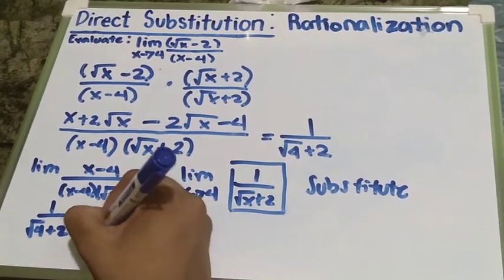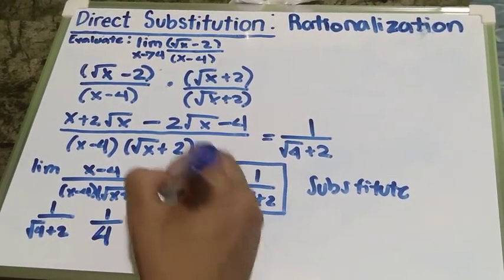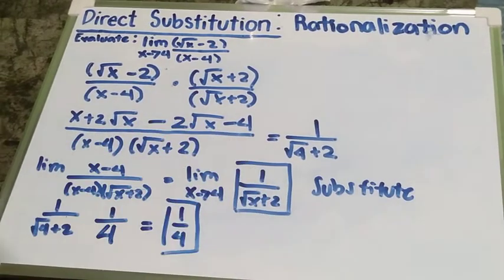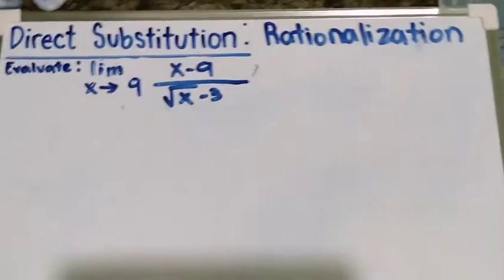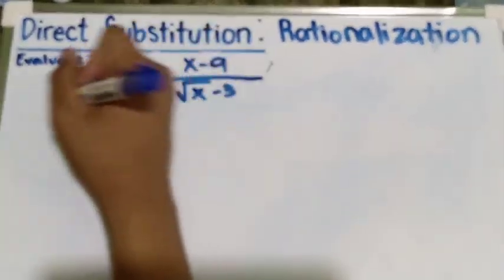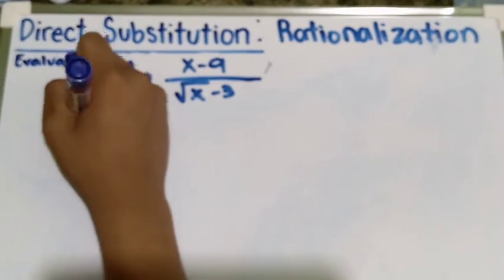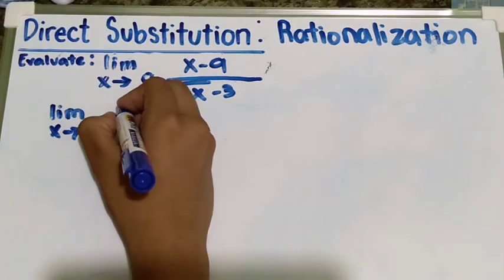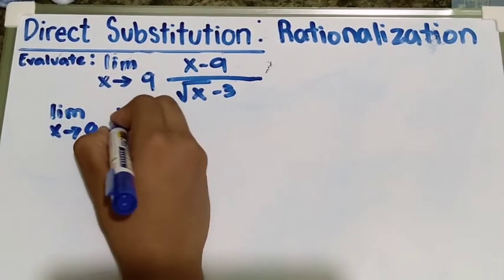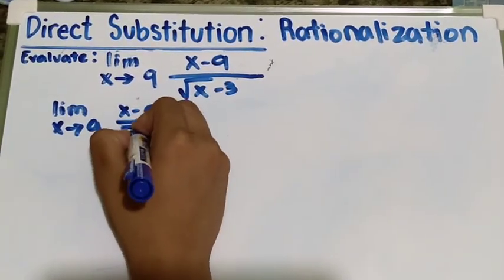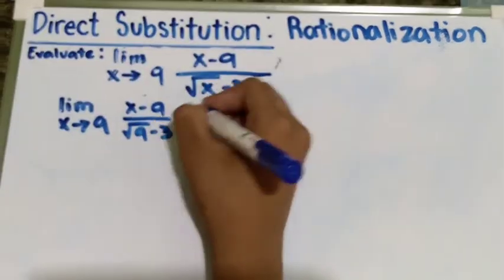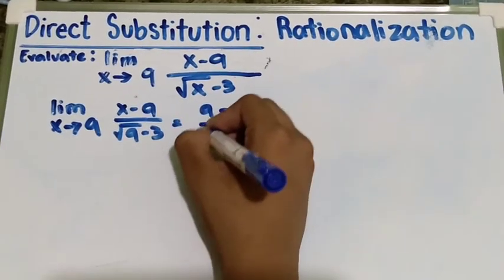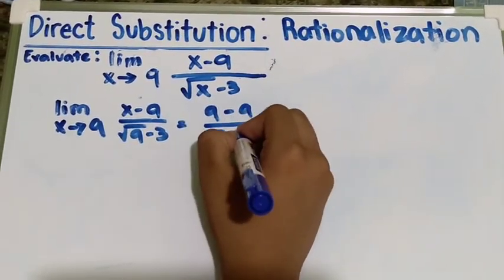So, first example. Evaluate the limit of x minus 9 over the square root of x minus 3 as x approaches 9. First, you're going to substitute 9 into the equation. So instead of x minus 9, you'll substitute 9 for x: 9 minus 9, and for the denominator, square root of 9 minus 3.